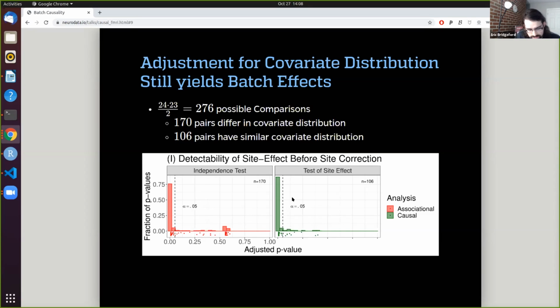And second, we had 106 pairs of data sets where we had a very similar covariate distribution. And those are shown on the right. Effectively, in both plots, what we ended up seeing was that associational effects between the data sets, as well as effects where we can begin to make a more causal statement about batch effect, were both present and extremely prominent in the data set.